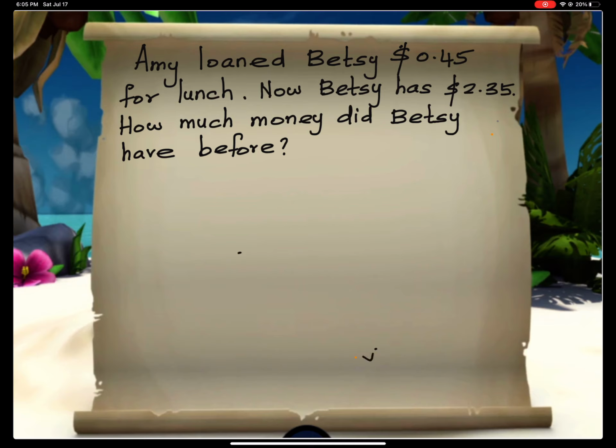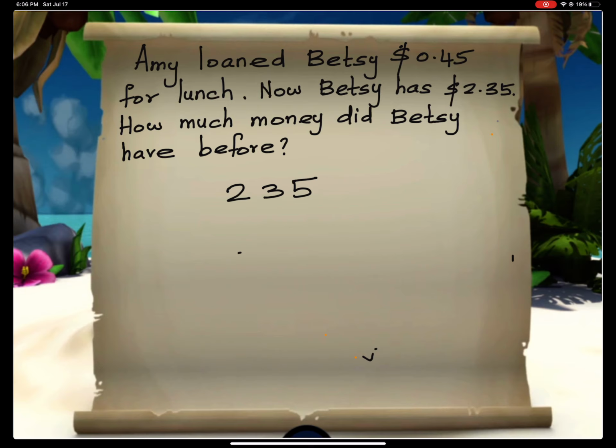So now Betsy has 235. Let's make it into a whole number. Instead of a decimal number, we are making this 2.35 into a whole number instead of writing decimals, but we'll change the answer using decimals. So when we write the answer, we will move the decimal 2 digits to the left. So 2.35 is the money that Betsy has.